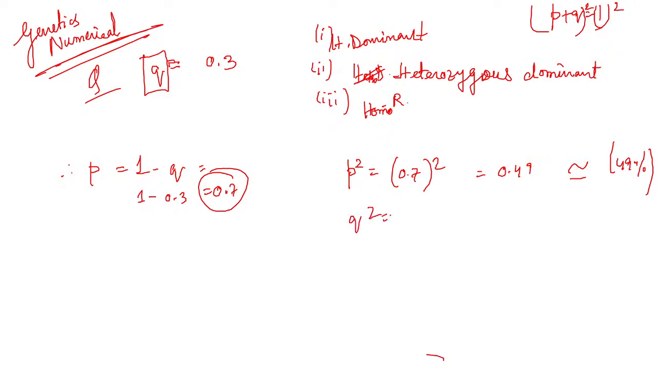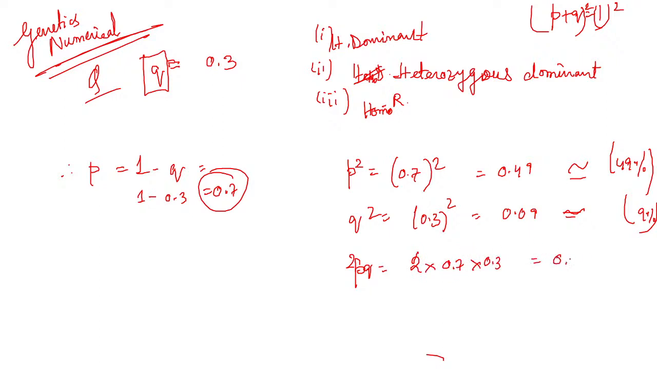Next, q square equals 0.3 whole square, so we get 0.09, which is equivalent to 9%. Now what is left is 2pq. So 2pq is 2 into 0.7 into 0.3, which is 0.42, which is equivalent to 42%.